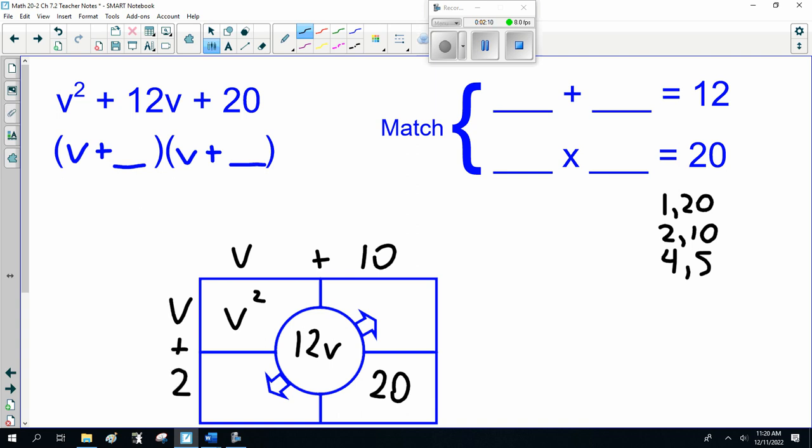And I fill in the box. V times v is v squared. V times 10 is 10v. V times 2 is 2v. 10v and 2v add to be 12v. So yes, this is the answer. V plus 10 times v plus 2. And yes, you can write it as v plus 2 times v plus 10, because the multiplying order doesn't really matter. But this is factoring.